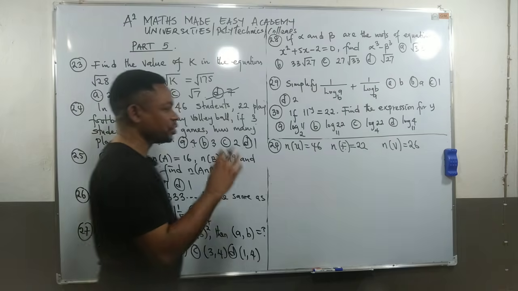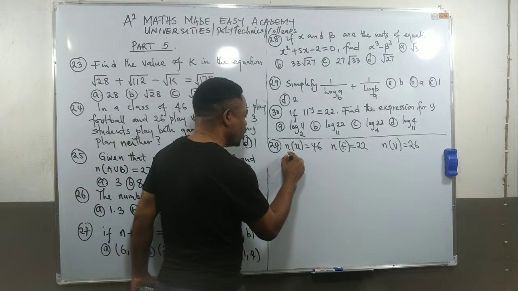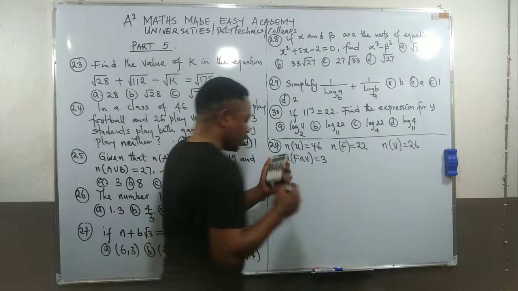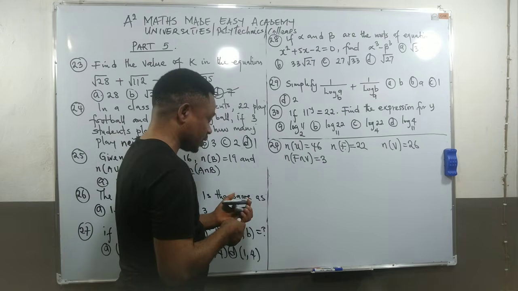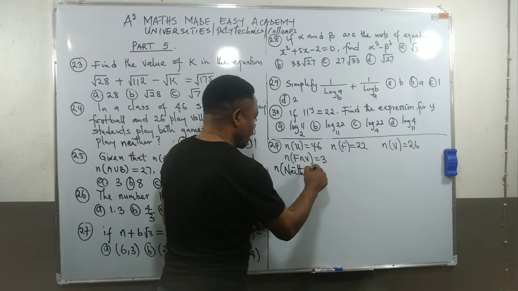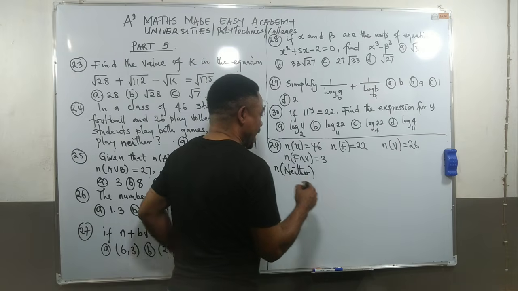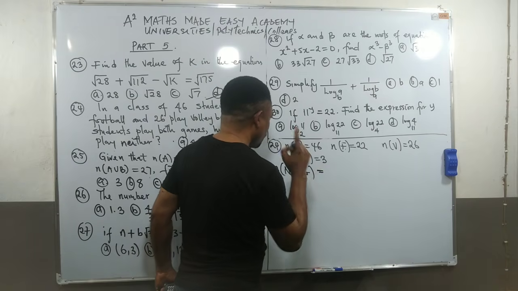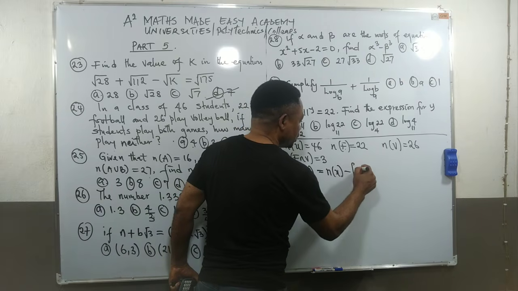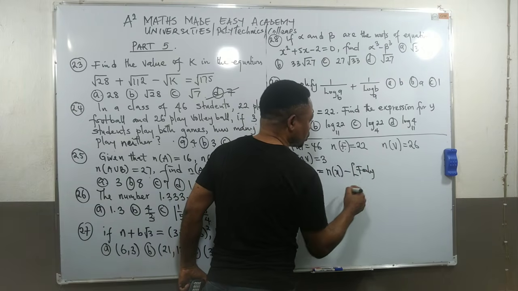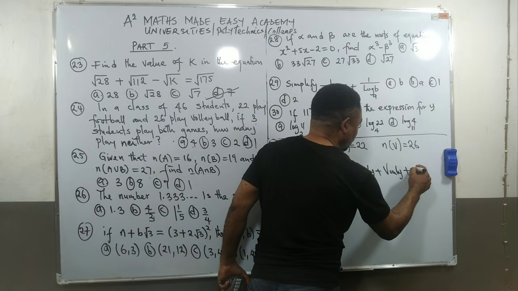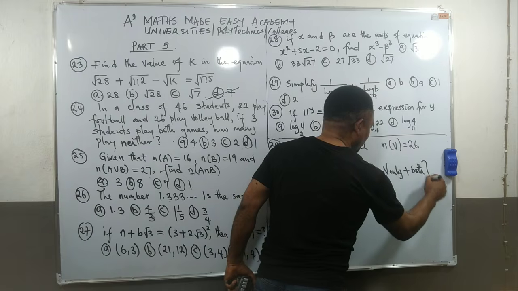I'm going to give you the shortcut of solving this. The number that play both games, football and volleyball, is 3. Look at the formula. The number that play neither should be equal to the universal set minus the number that play football only, plus the number that play volleyball only, plus both. This is always the formula.